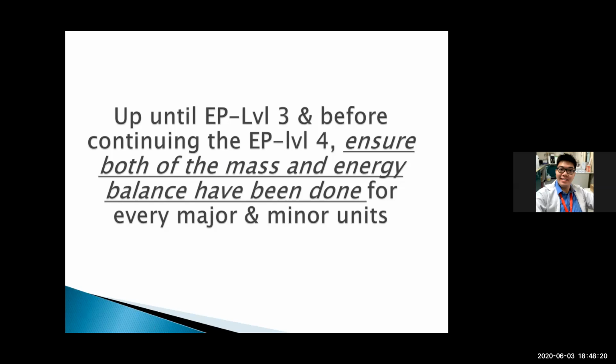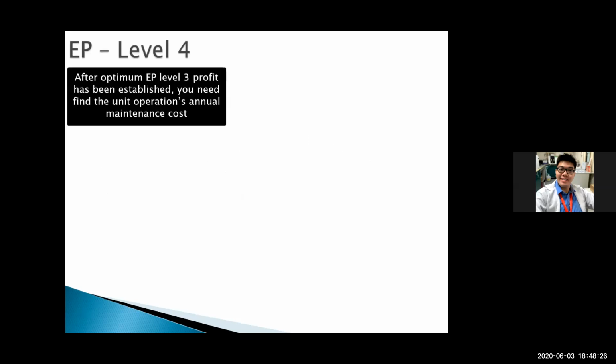So assuming that you have done the mass and energy balance, I'm going to brief you on some of the EP level 4. Up until EP level 3, you only consider your reactants and your product or your side product. For EP level 4, you need to consider your reactor, distillation column. What is the annual cost, especially the maintenance cost?